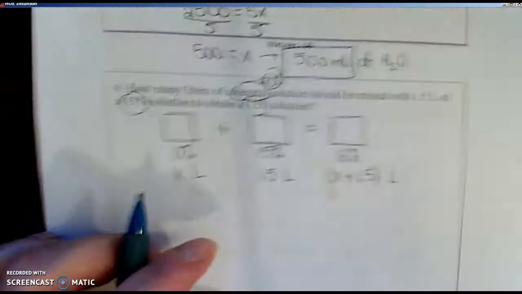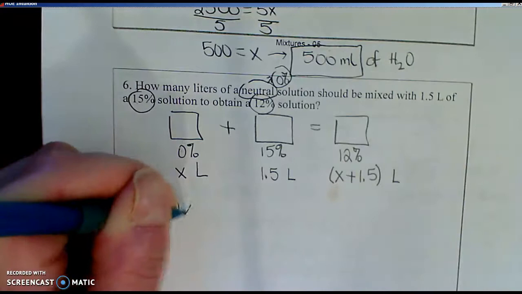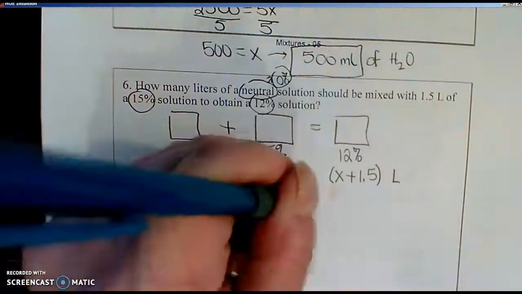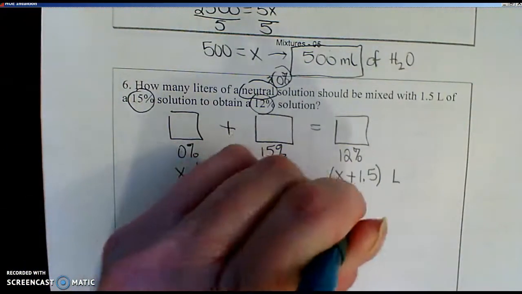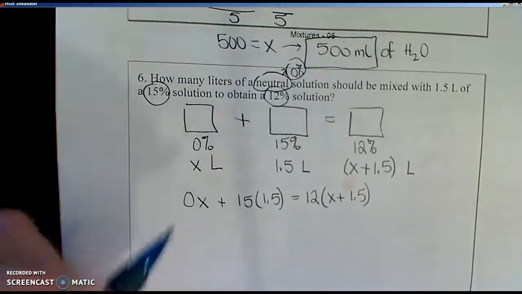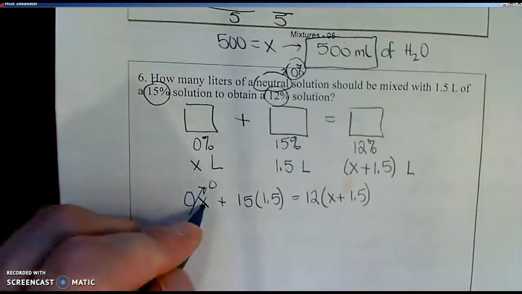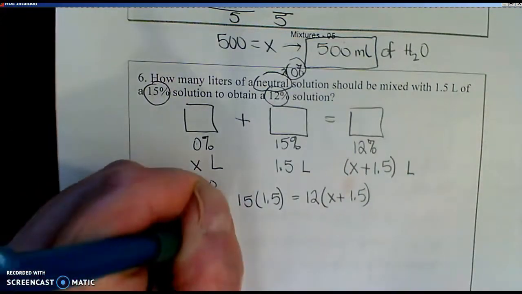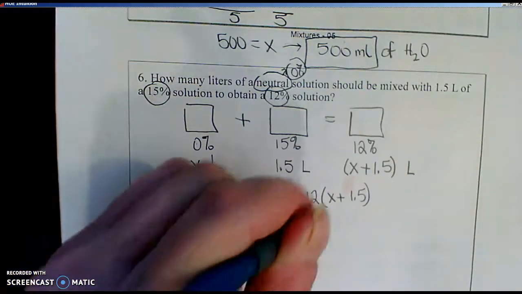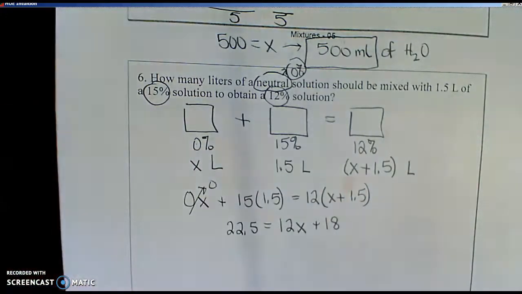And that's liters. Okay, and now when we set up our equation, we're going to take that shortcut again and make it 0x plus 15 times 1.5 equals 12 times x plus 1.5. So this is very similar to that last problem. We just added a little bit more words around it, but it's the same kind of situation, that these add up to 0. So you don't even have to worry about that. What's 15 times 1.5? That's 22.5. And that's going to be 12x, and then distributing 12 times 1.5 is 18.